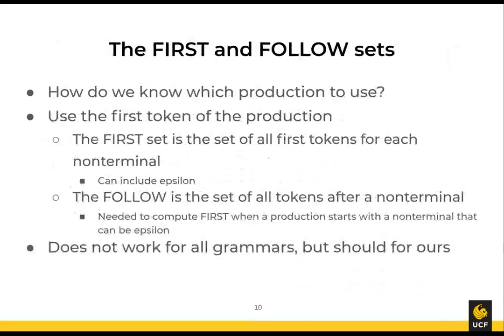And that can include epsilon. Epsilon can be the first thing you see. And the follow set is the set of all tokens that appear after a non-terminal anywhere in the grammar. The reason you need that is that if you want to compute the first set for certain non-terminals, the first non-terminal of that production may be epsilon. It may be empty. So you need to know the follow set.